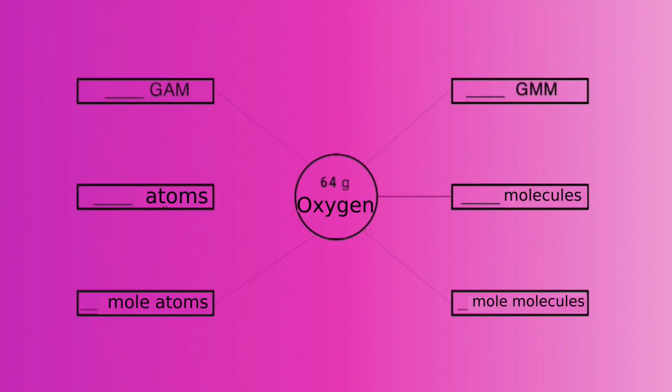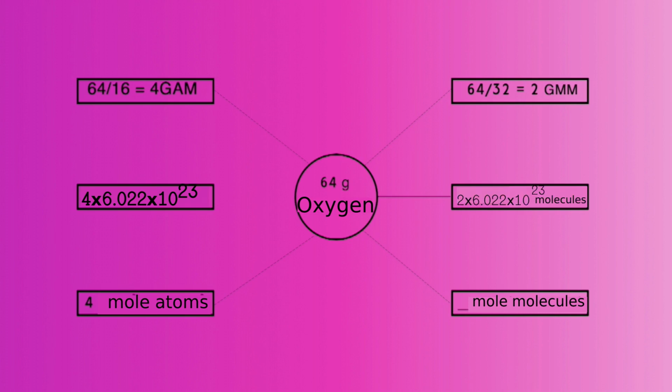In this diagram, the first one, 64 by 16 is equal to 4 GAM. The second one is 4 into 6.022 into 10 raised to 23. Next answer is 4 moles of atoms. The fourth one is 64 by 32, that's equal to 2 GMM. The next one is 2 into 6.022 into 10 raised to 23 molecules. The last one is 2 moles of molecules.